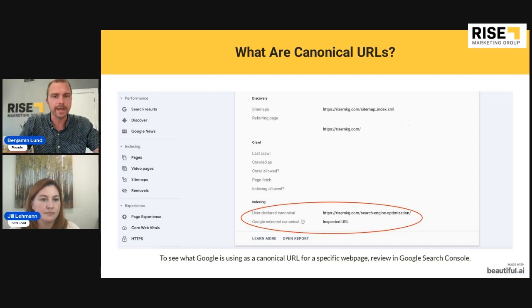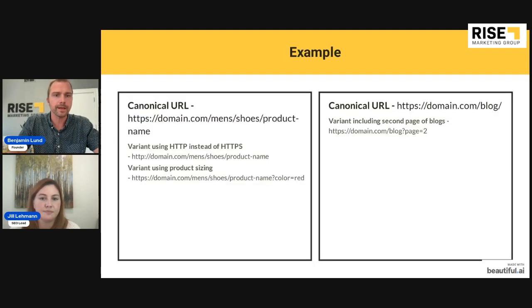Excellent. Thanks for sharing that. And you gave some examples right here of the different canonicals that you may want to consider. I know you talked about products. Any other examples here?